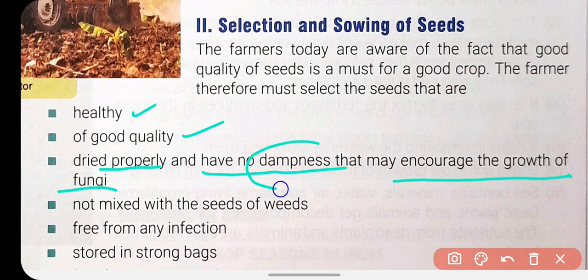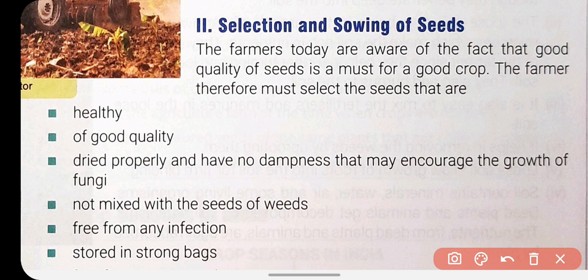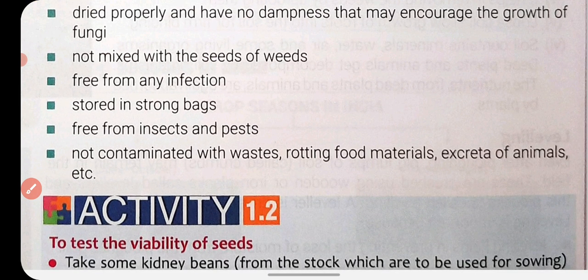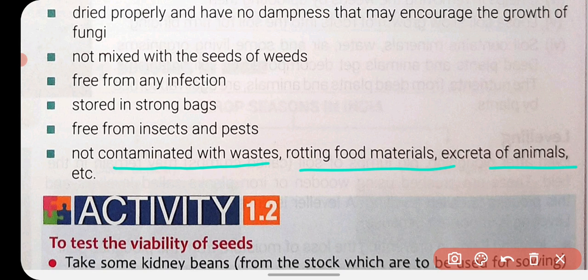If it has moisture or dampness, then fungus will grow and it will decay or spoil the seed. And the seed must not be mixed with the seed of weeds. It must be pure, free from any seed of weeds, and free from any infection. And the seed must be stored in strong, neat and clean bags. It must be free from insects and pests. There must not be any kind of insect and pest in the seeds, and it must not be contaminated with wastage, rotting food material, excreta of animals, etc.